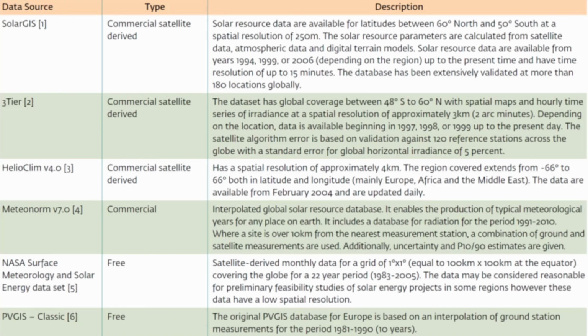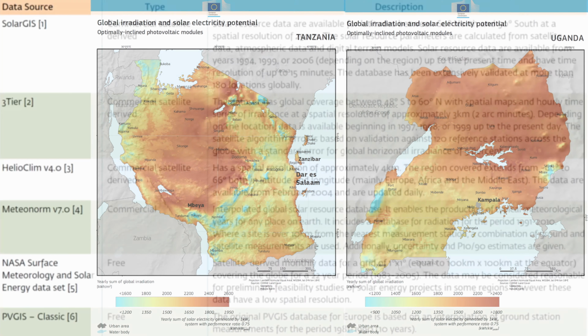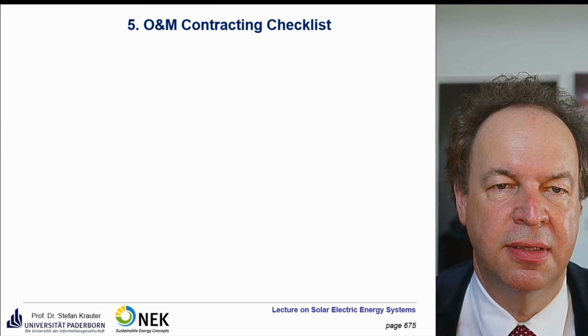Okay, the resolution is better than from NASA, only 2.5 kilometers, but not as good as SolarGIS. But it's quite helpful, and the best thing is it's free. But if it's outside, so in the Americas or somewhere in Oceania, it's not really suitable. But for Africa and Europe, it's a very good option, and the Middle East.